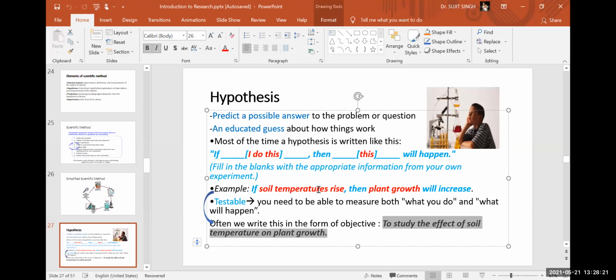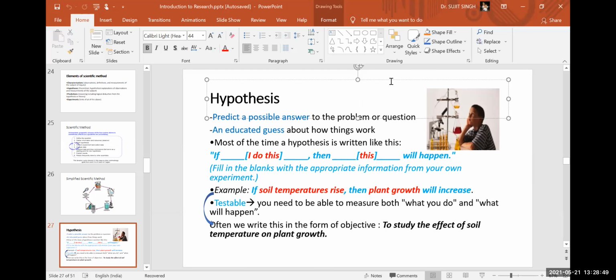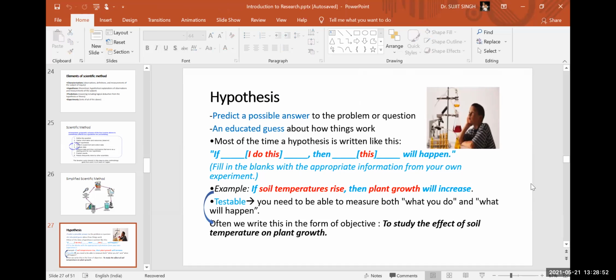But this is saying the same thing. What if soil temperature rises? This is a kind of hypothesis. Plant growth will increase. If the hypothesis is accepted, that means when soil temperature rises, plant growth increases. If the hypothesis is rejected, then there should be no plant growth at all, or there should be negative growth. Both can be possible. I hope you understand what a hypothesis is.